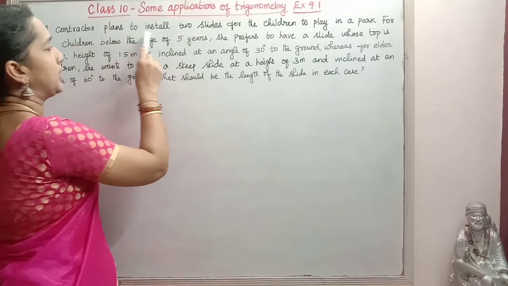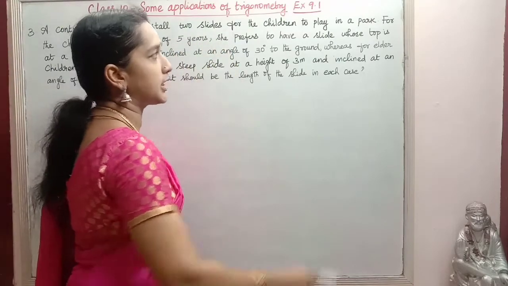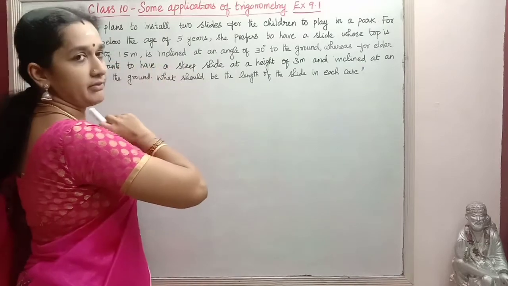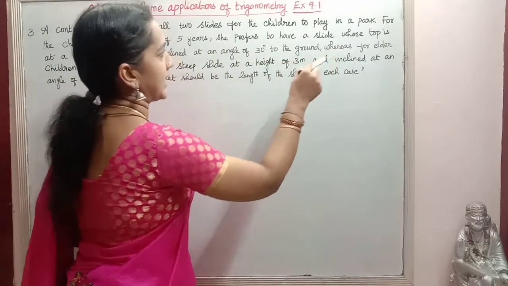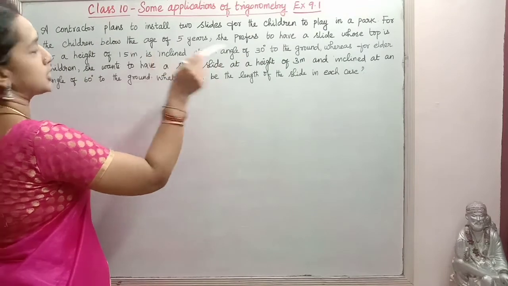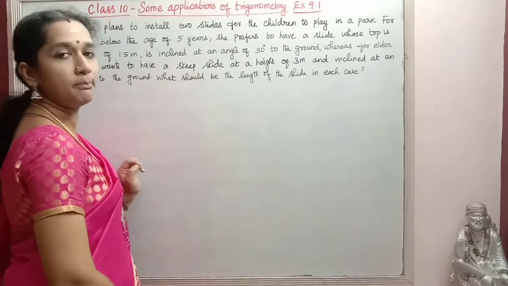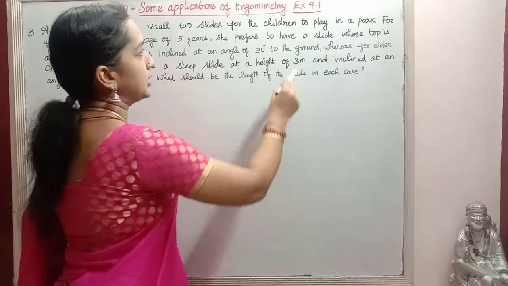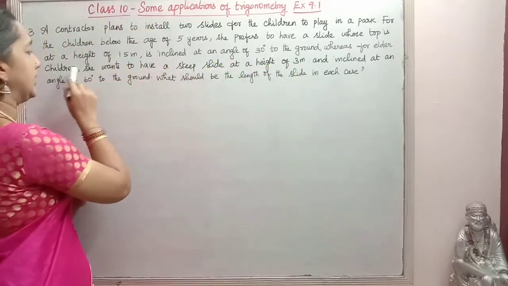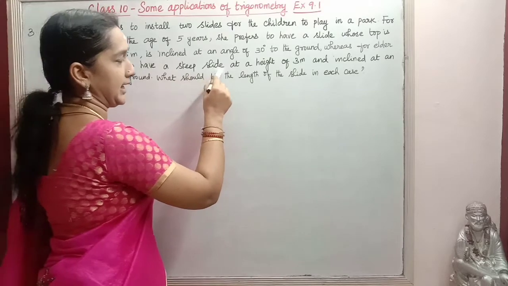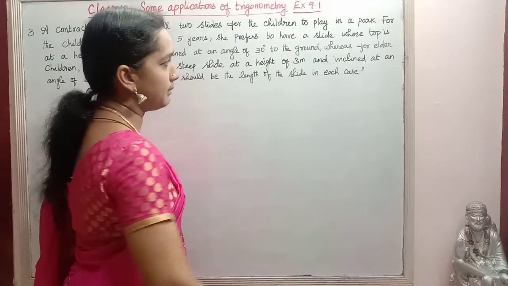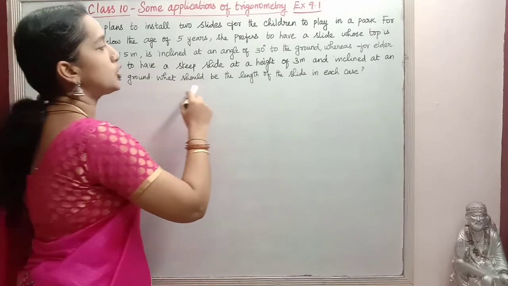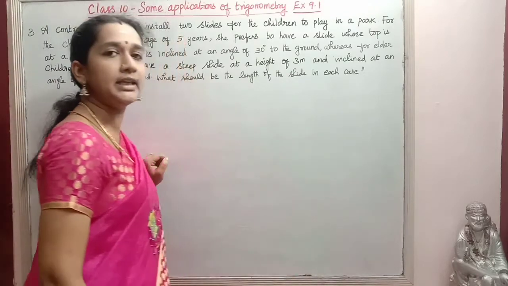A contractor plans to install 2 slides for the children to play in a park. For the children below the age of 5 years, she prefers to have a slide whose top is at a height of 1.5 meter, inclined at an angle of 30 degree to the ground. Whereas for elder children, she wants to have a steep slide at a height of 3 meter and inclined at an angle of 60 degree to the ground. What should be the length of the slide in each case?